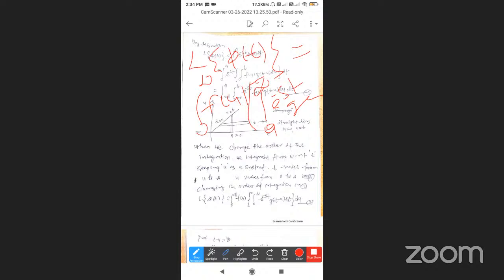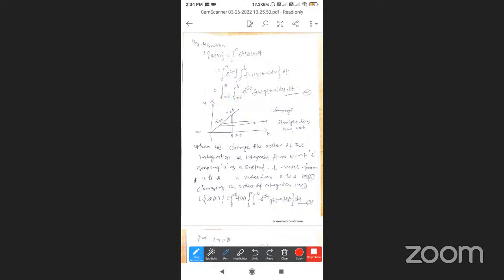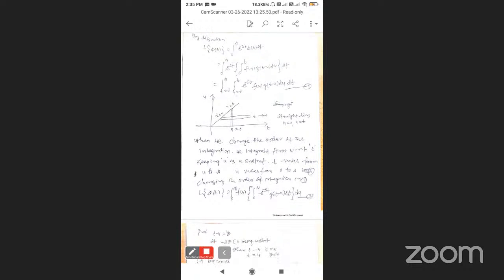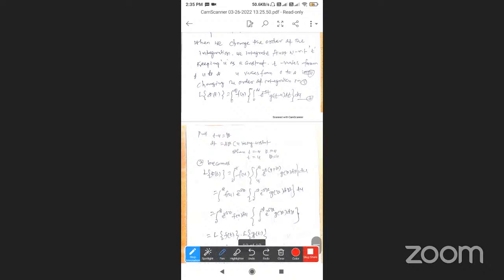The second equation is the integral from u to infinity of e power of minus st into g of t minus u dt. The limits are changed. So put t minus u equal to a new variable nu, so dt is equal to d nu. When t is equal to infinity, nu is equal to infinity. When t is equal to u, nu is equal to 0.